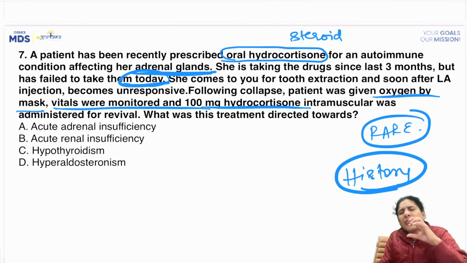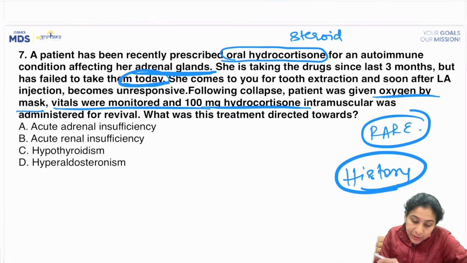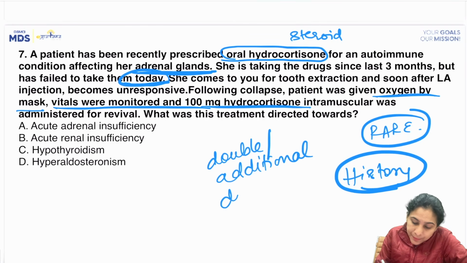So, only in very limited conditions like adrenal insufficiency, you need to give the patient the double dose, the additional dose of the steroids that the patient is taking.